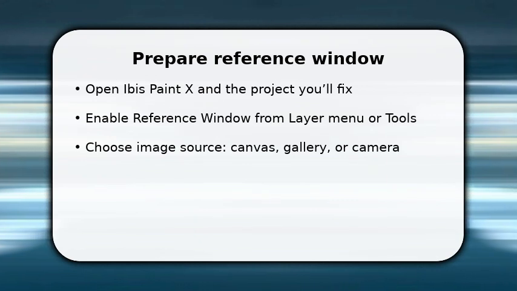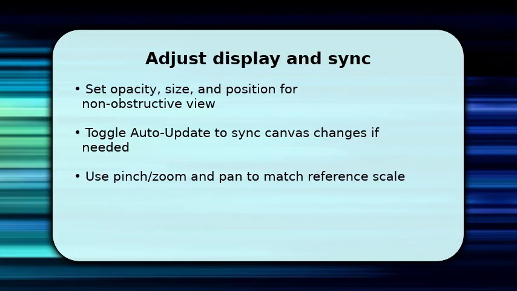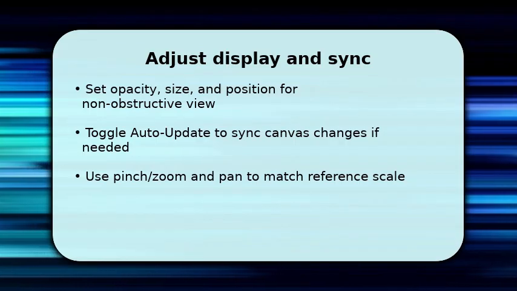for quick tweaks. Once the reference window is visible, adjust opacity and size so it doesn't block your workflow. Lower opacity for overlapping areas and increase when checking details. Make sure you set position, corner, or floating so it's easy to glance at. If you need live updates, toggle auto update or sync with Canvas. This ensures your reference reflects edits.